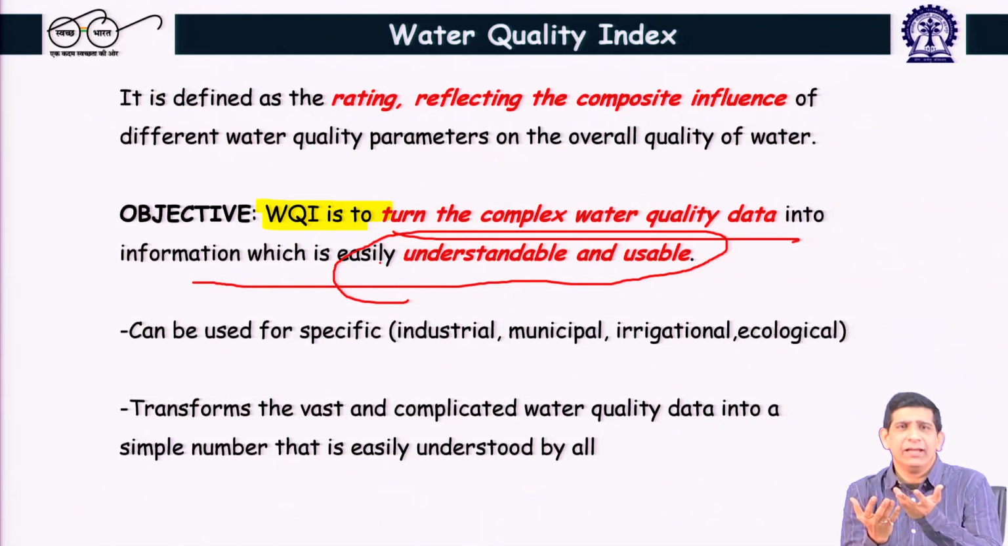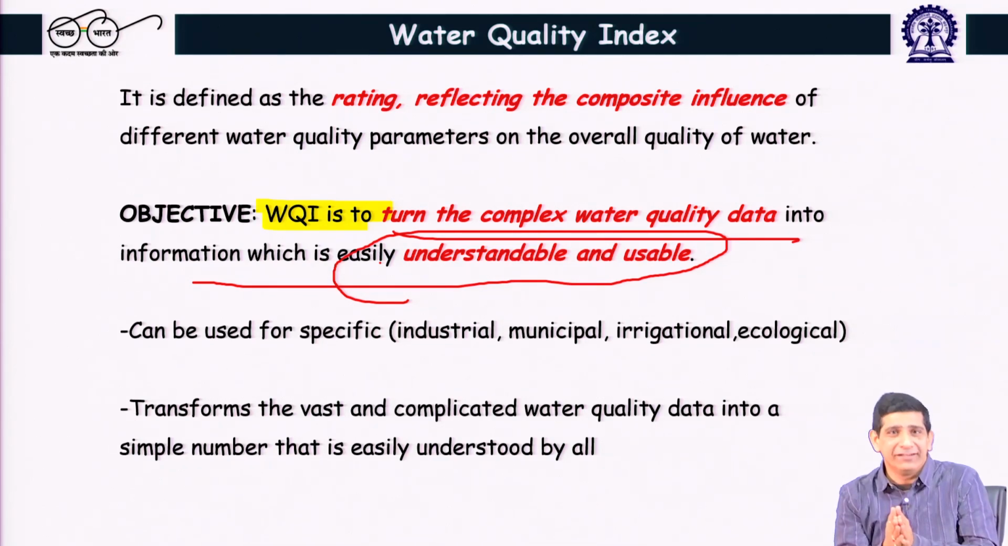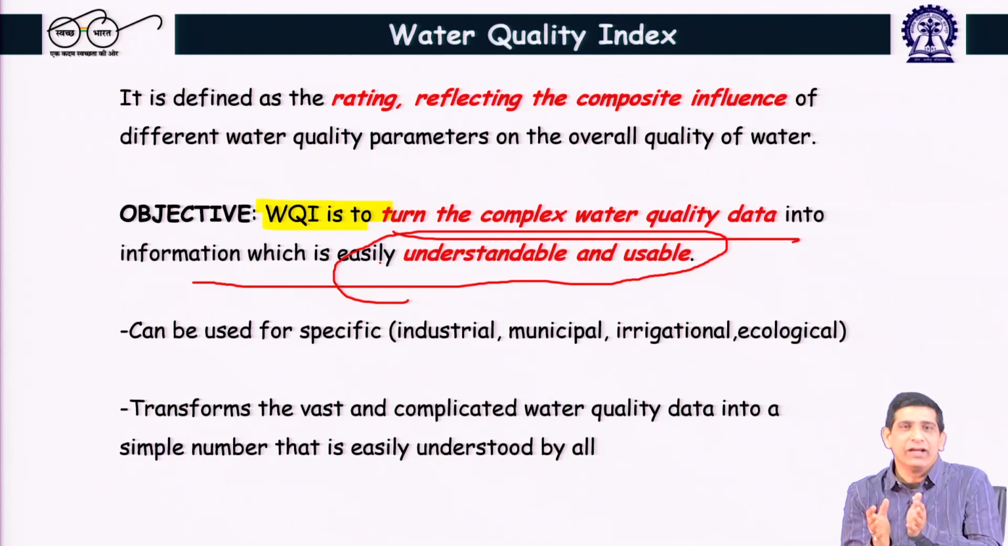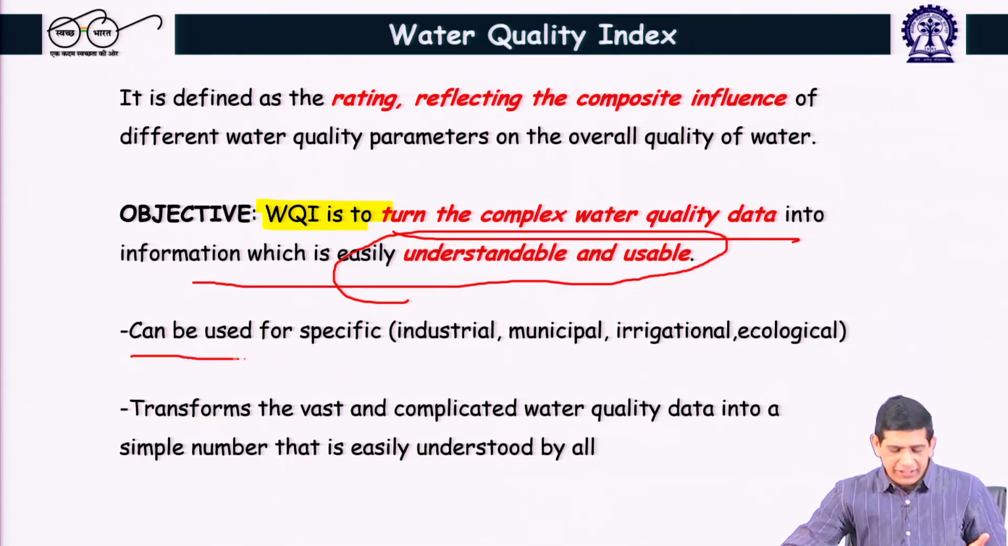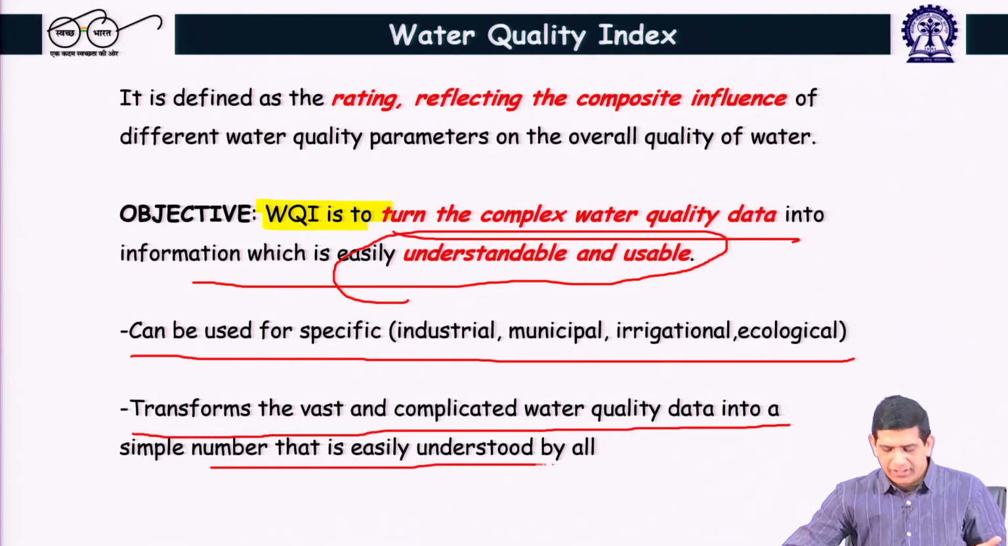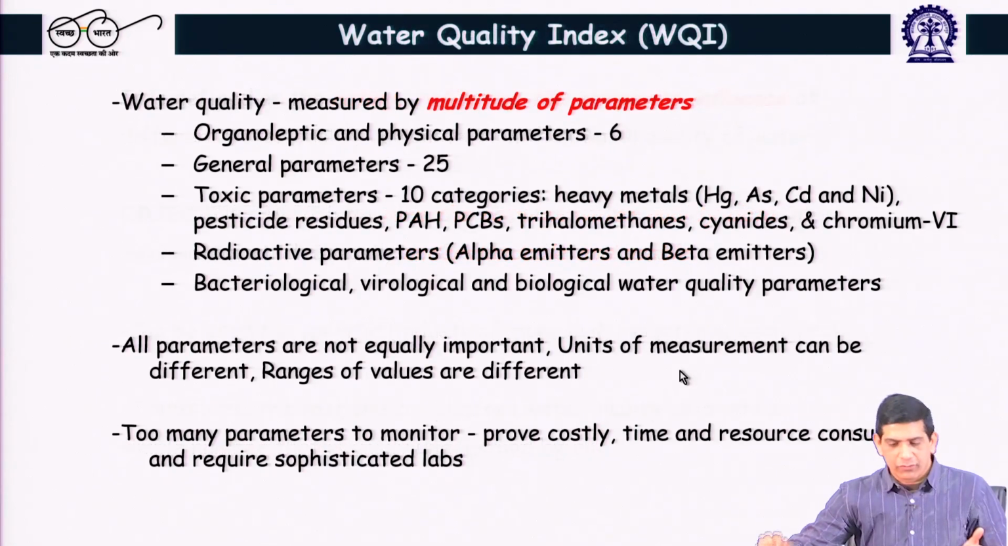Because if you talk to a layman and tell them that, hey, my hardness is very high, alkalinity is high, there is arsenic there, there is lead there, or there is this and that, that person will go crazy. They'll say, what are you talking about? Just tell me whether this water is safe enough for me to drink, or if it is bad, how bad it is. So they want a simple number. That's the reason why we have this water quality index. If you have certain parameters, it can be used for specific information like industrial, municipal, irrigational, ecological, and it takes vast and complicated water quality data into a simple number that is easily understood by all. That's the whole concept of this water quality index.